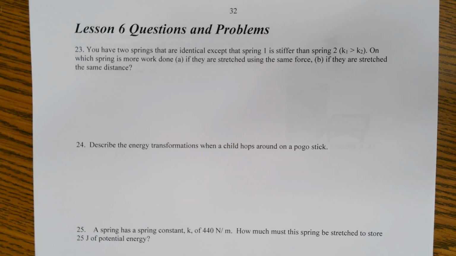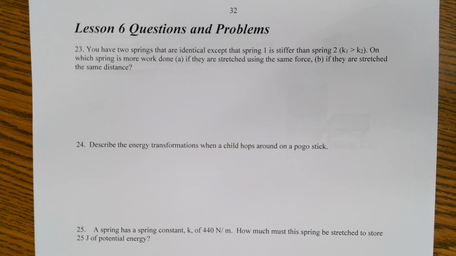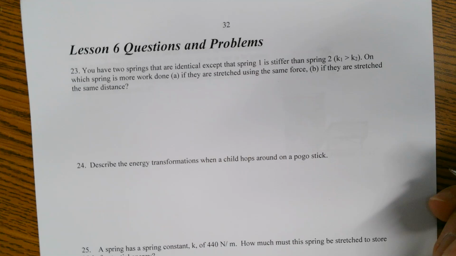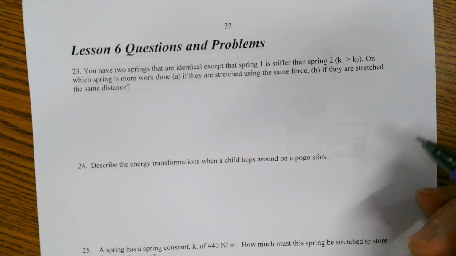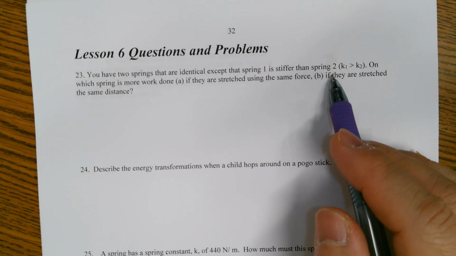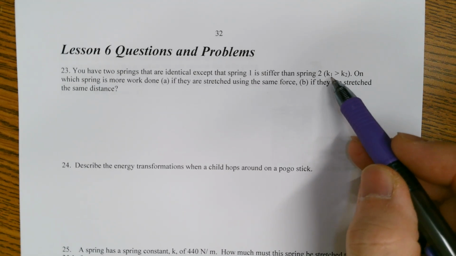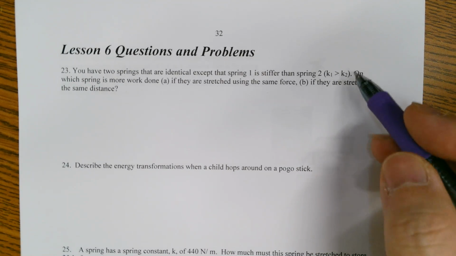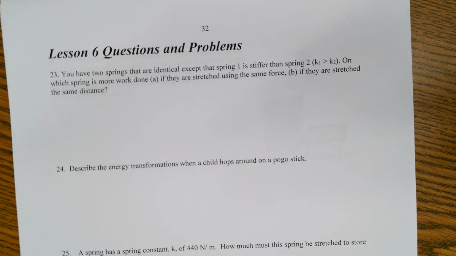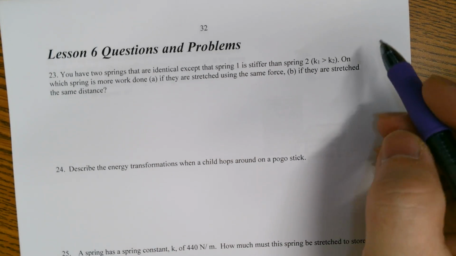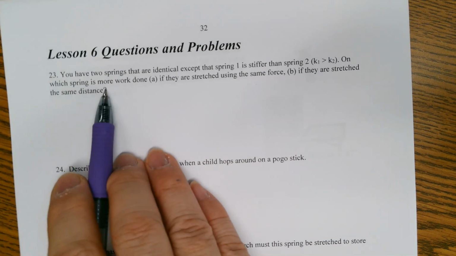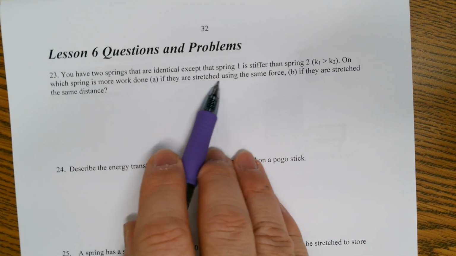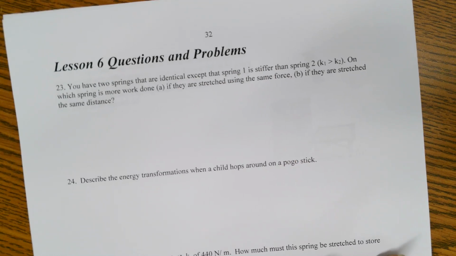All right, so let's take a look at number 26. It says here you have 2 springs that are identical, except that spring 1 is stiffer than spring 2, which means the K value for spring 1 is greater than the K value for spring 2. On which spring is more work done if they are stretched using the same amount of force?